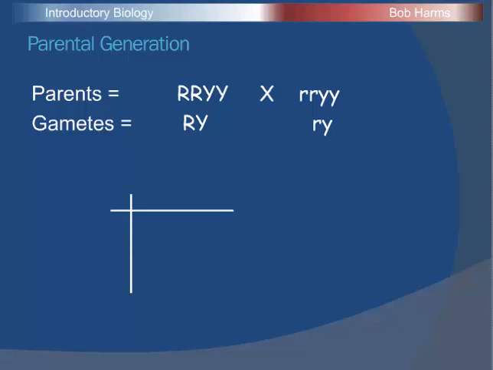We'll draw our two lines. One parent's gametes on top. In this case, it only has one gamete, a big R, big Y, and the recessive parent only has one gamete as well. And so in this case, the entire next generation should be heterozygous. They should have round wrinkled information and yellow green, and because of the dominance issue, we would expect 100% of those offspring to be round and yellow in terms of their phenotype.